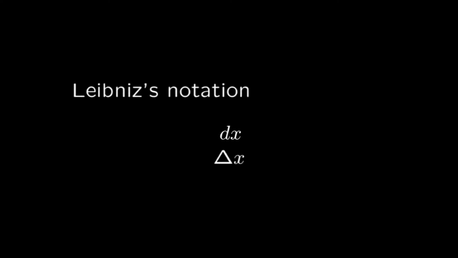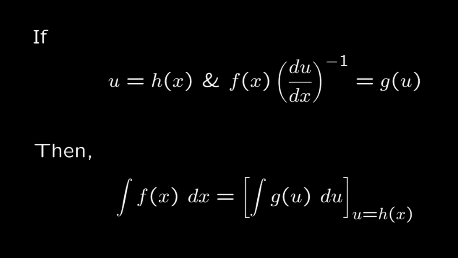So we formulate the method as a theorem, and do a bit better than treating the method as if a proof. Let us call this substitution rule part 1. The goal is to compute the indefinite integral of f of x. This theorem says that we can integrate in terms of u first, and then substitute h of x back into u.